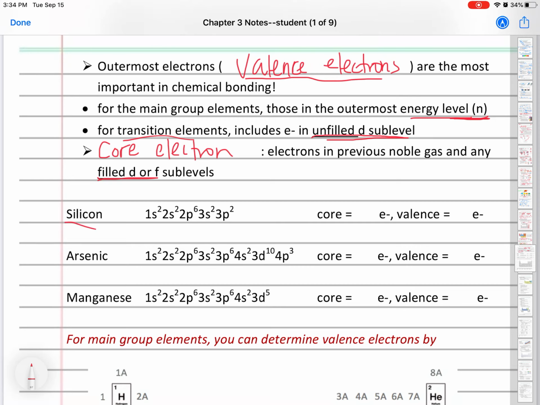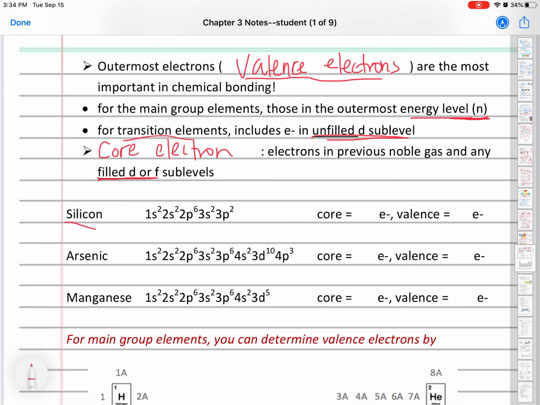And then manganese. If you look at the periodic table, manganese, Mn, element 25, is a transition metal. For transition metals, it's any in the outermost energy level, so that 4s definitely is a valence electron, but also any electrons in unfilled d orbitals. That d orbital there is not full, so all 7 of these would be valence electrons.